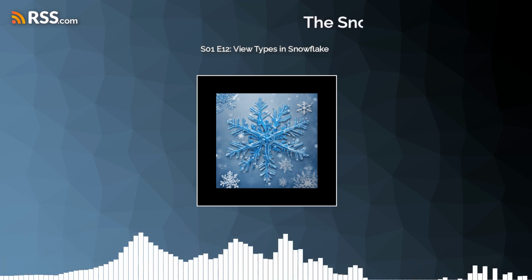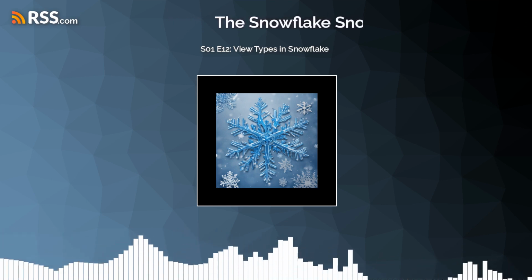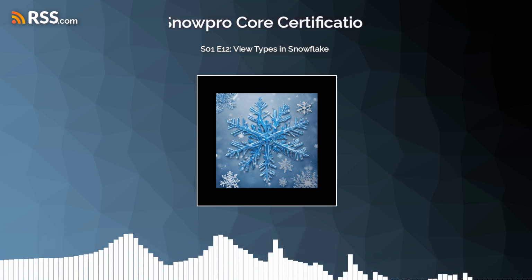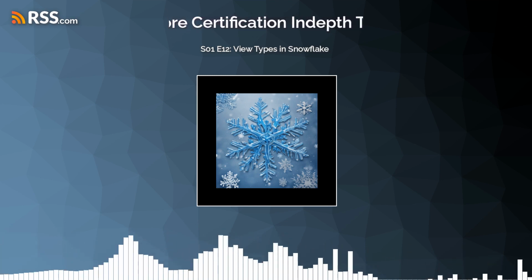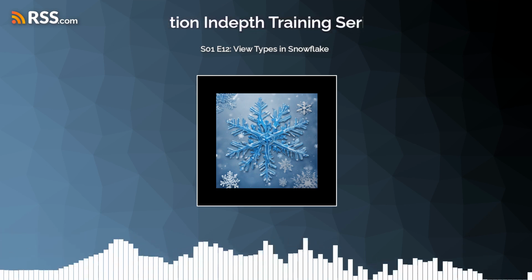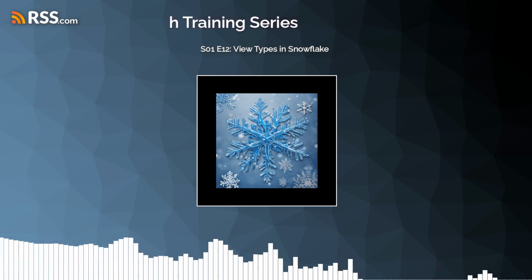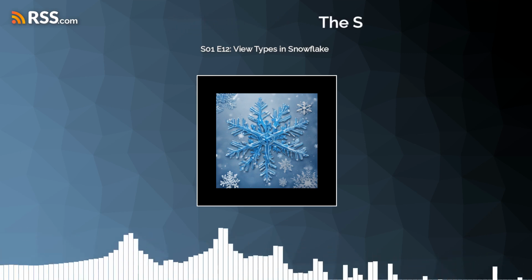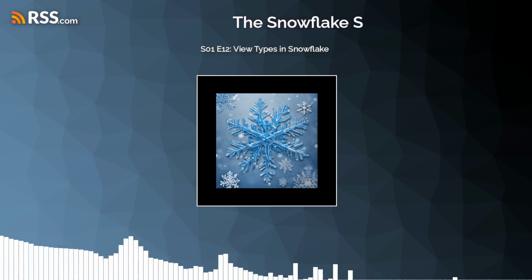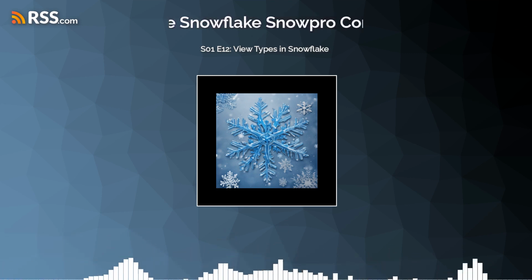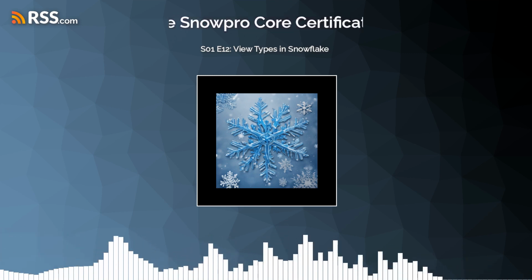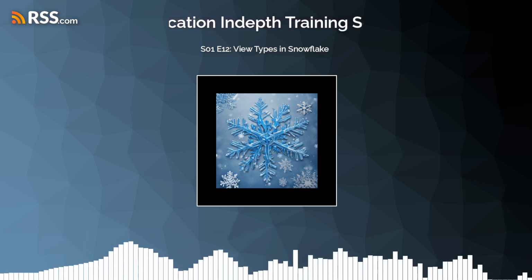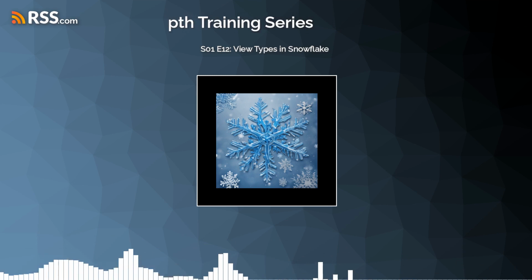A view in Snowflake is a virtual table that is based on the result set of an SQL query. It's important to note that views do not physically store the data themselves, but instead they store the query that is used to generate the data when the view is accessed. This means whenever you query a view, Snowflake executes the stored SQL query and presents the result as if it were a table. Snowflake supports two primary types of views.